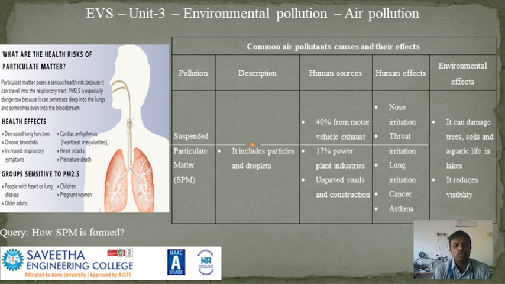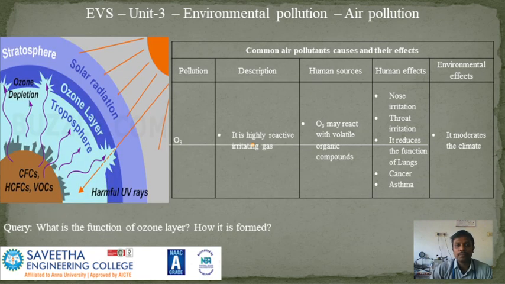Among the pollutants, the next one is suspended particulate matter. It includes particles and droplets. 40% comes from motor vehicle exhaust, 17% from power plant industries, unpaved roads and construction. It causes nose irritation, throat irritation, lung irritation, and causes cancer and asthma in humans. In the environment, it damages trees, soil and aquatic life in lakes. It reduces visibility.